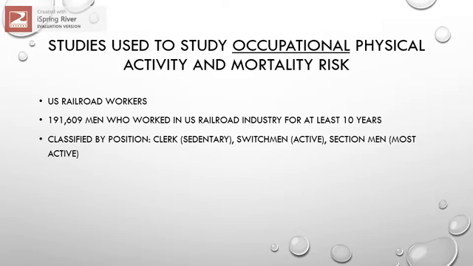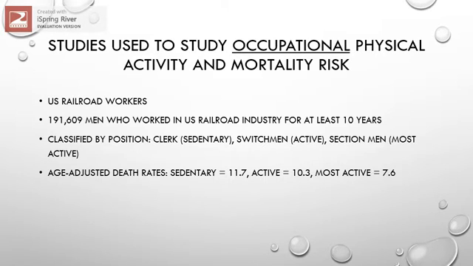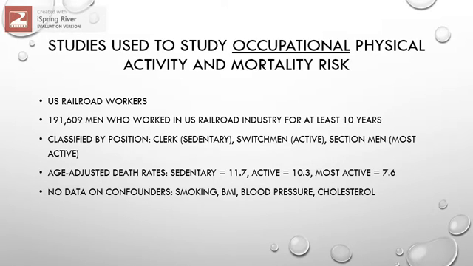They were classified by position. There were 3 possible positions: either clerks who had sedentary jobs, switchmen who were considered active, or section men, the most active. And what they did was they considered these to be 3 separate groups, and then they adjusted for age and found that the death rates for sedentary workers was 11.7, for active workers it was 10.3, and for the most active workers it was 7.6. So they did find an effect of occupational physical activity on mortality.